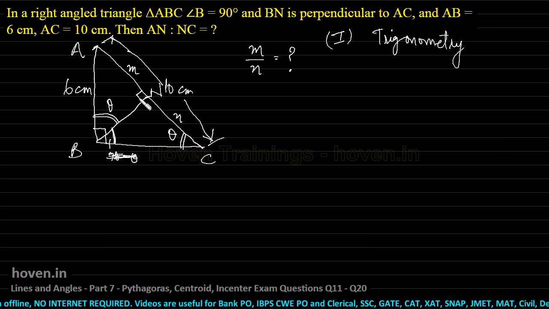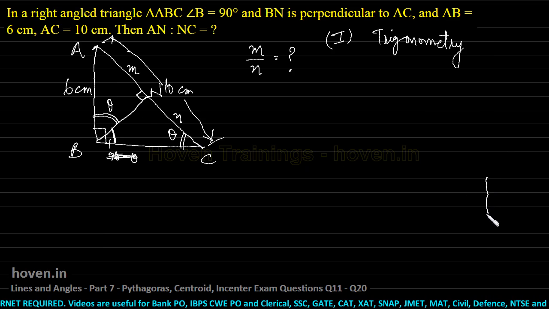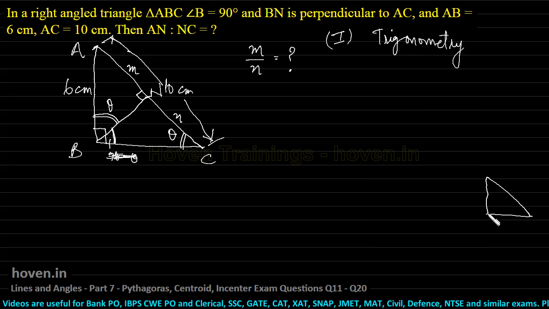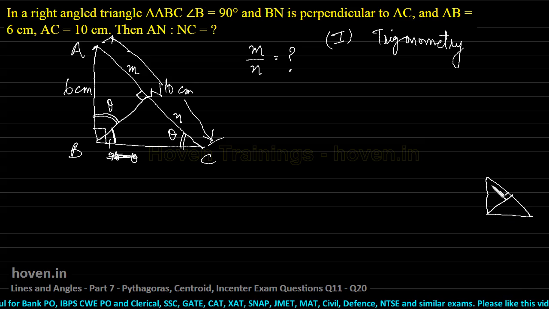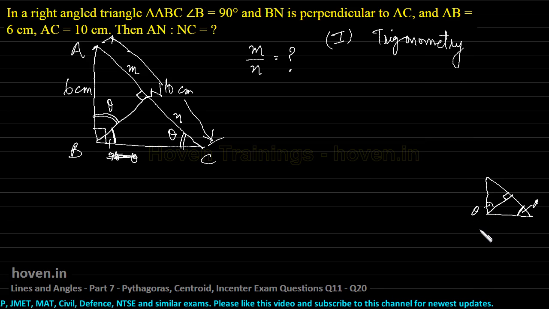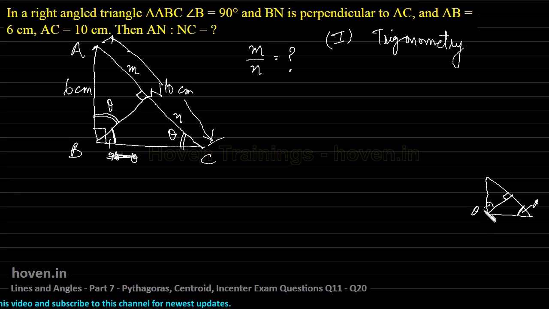Keep in mind that whenever you have questions of this type, that there is a right angle triangle and a perpendicular is drawn to the hypotenuse, then you should see it as three triangles which are all right angle triangles. And always it pays if you mark this angle as theta and this angle as theta. There are many questions based on the same setup, a right angle triangle and a perpendicular drawn. I have seen many questions of this type being asked in all the previous year's papers. And this is what we have done in this question also, this theta and this theta.